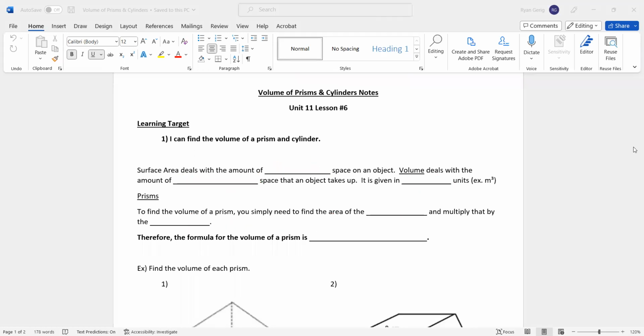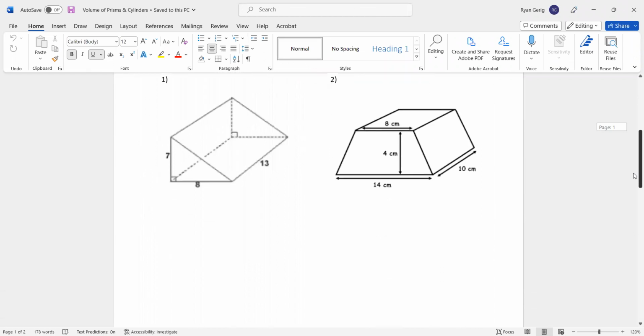Let's do some practice with that. So the first thing you want to do is identify the shape of the base. All right, so the base in this one is a right triangle. So the area of the base, big B, is going to be 1/2 base times height. Now that H on the area of the triangle is different than the height of the prism.